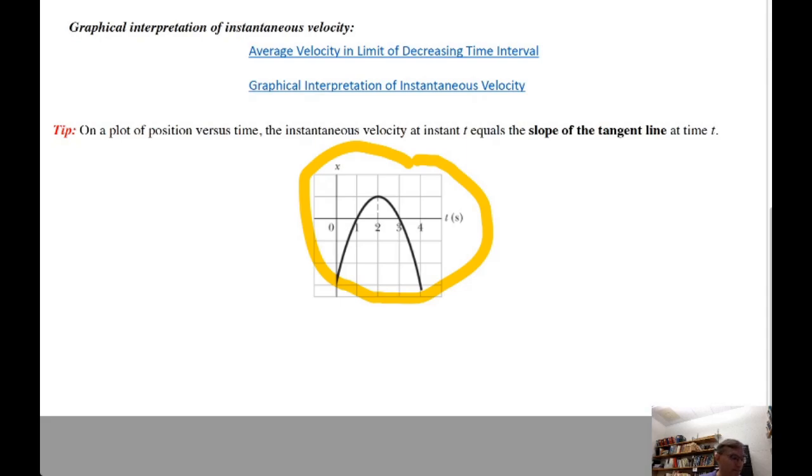Question 3. How many distinct times does the particle pass through the origin? And question 4. In what direction is the particle traveling at t equals 3 seconds?